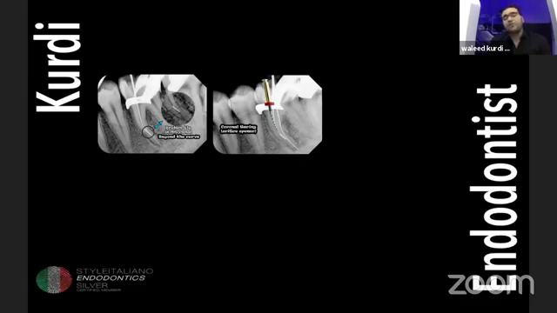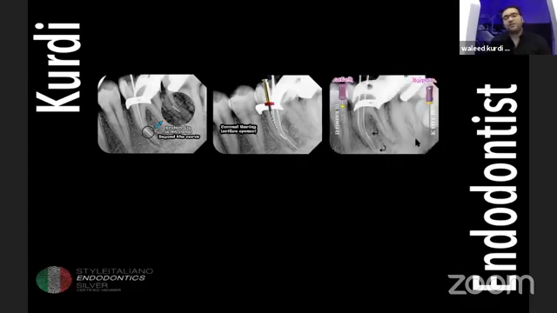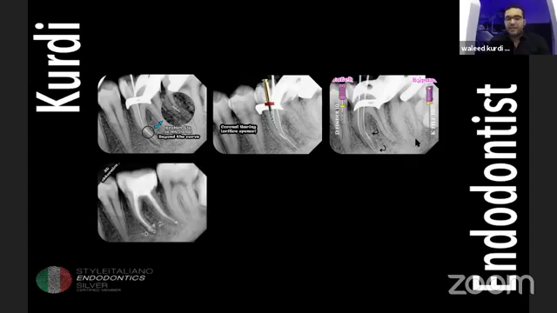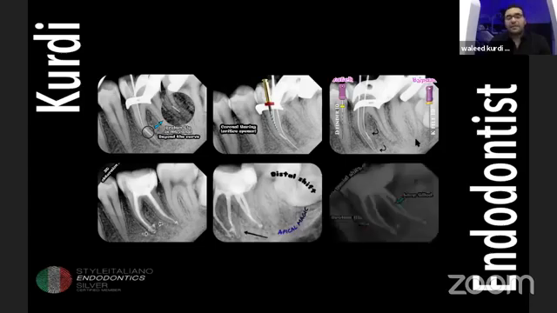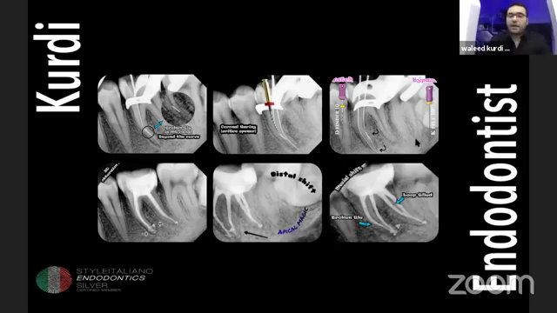And here, as we said, coronal flaring first, to have direct access to the file, then catch with D-finder, bypassing with K file number 10, 15, 20, and 25. And after that, with 20.04, 25.04. And you can see here the obturation, and you can see this apical ramification or apical lateral canals, or whatever we can define or even name it. And you can see here the gutta-percha bypassing the broken instrument, or the separated instrument.